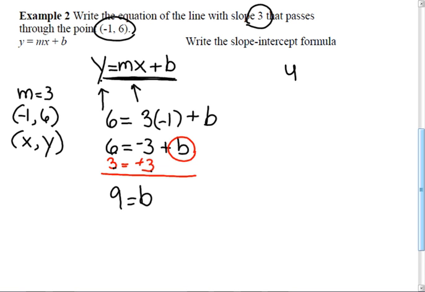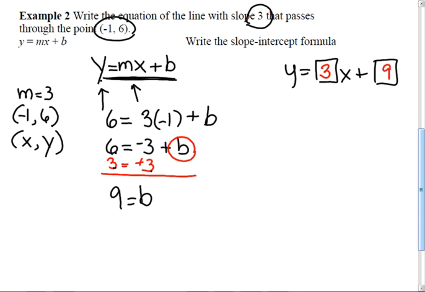So it's y equals mx plus b. I'll put those in color. What's the slope, Corey? What number goes here? 3. And b is 9. So that's what you have to do these problems. So it's not a short process at all.